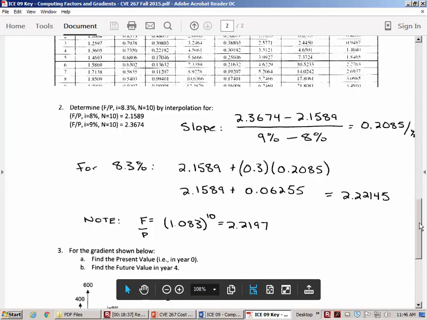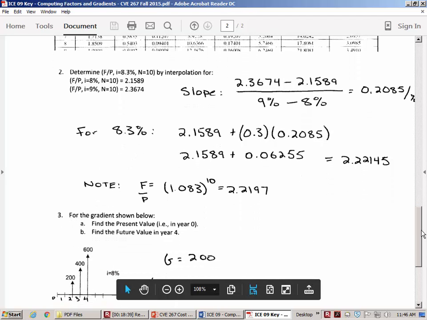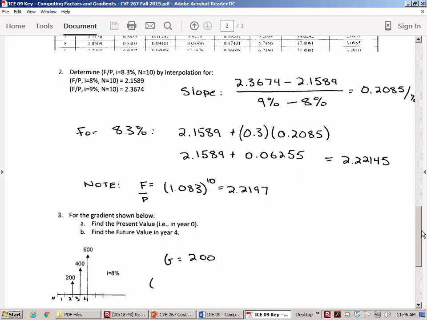All right, let's look at the gradient. I told you that the pattern is that in year 1, you have 0G. Year 2 is G, then 3G and 4G. So what is the value of G? It's always increasing by 200, so G is 200. In part A, I'm asking you P is what? This is a problem where you want to find P given G. So P/G.